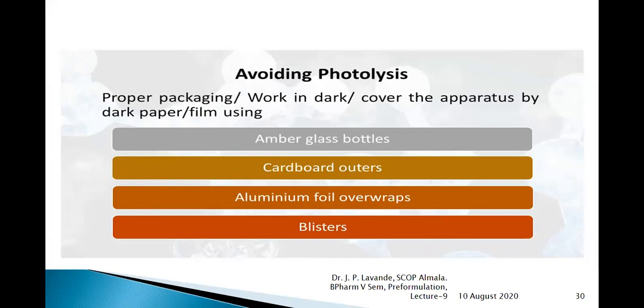Cardboard outers, again, will protect the active constituent. The aluminum foil over wraps. Yes, these two, and the blisters. So all these are the methods by which we can prevent the process of photolysis. The use of amber glass bottles, cardboard outers, aluminum foil over wraps, and the blisters.